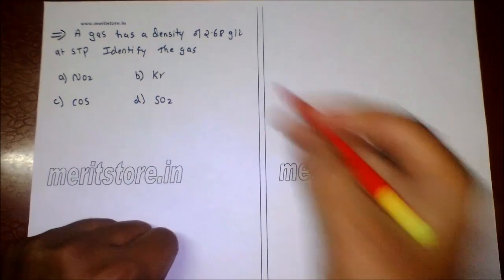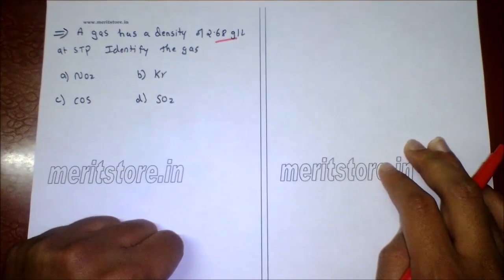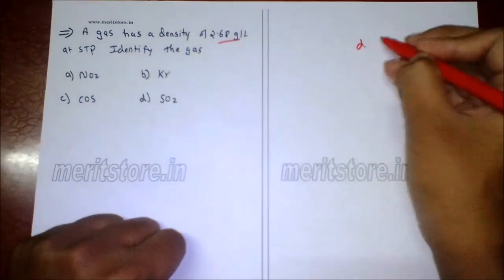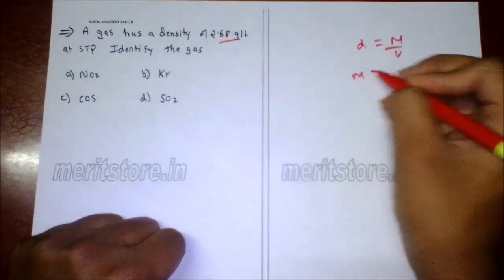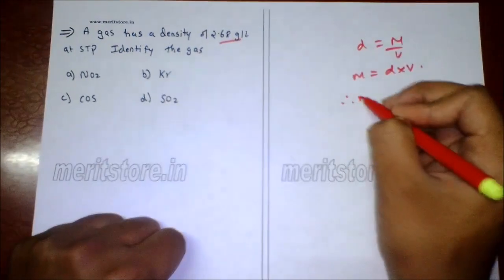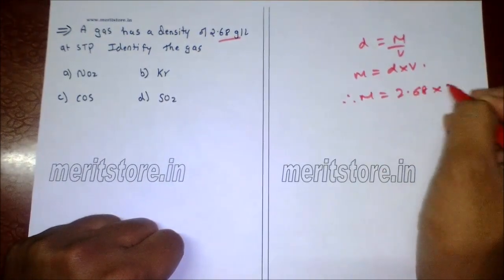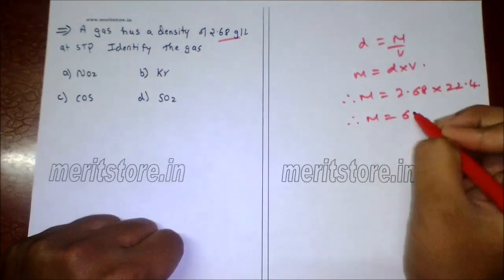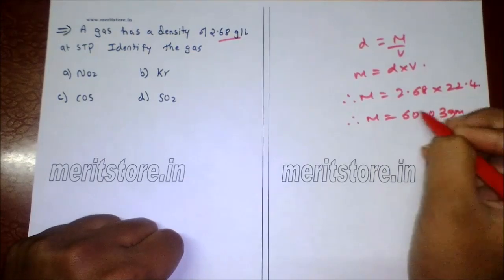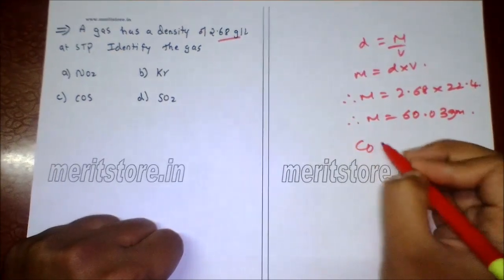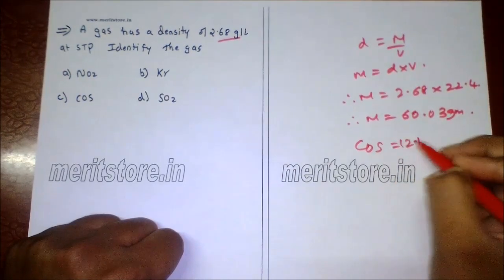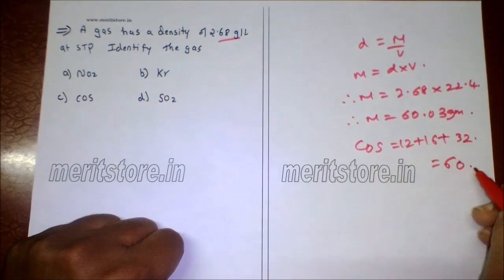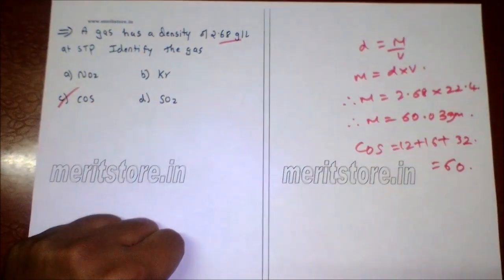A gas has a density of 2.68 gram per liter at STP. Identify the gas. So density is equal to mass upon volume. So mass is equal to density into volume. Therefore, mass is equal to 2.68 into 22.4 as it is NTP. Therefore, mass comes out to be 60.03 gram. So the molecular weight of COS can be calculated as 12 plus 16 plus 32, which is approximately 60. So option C is the correct answer.